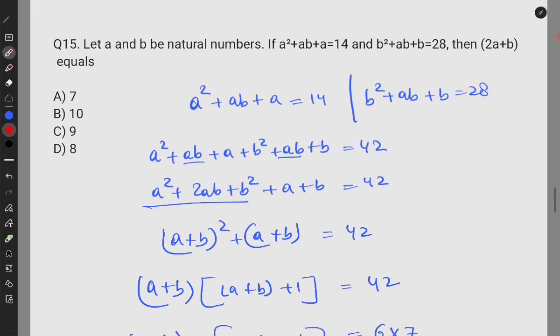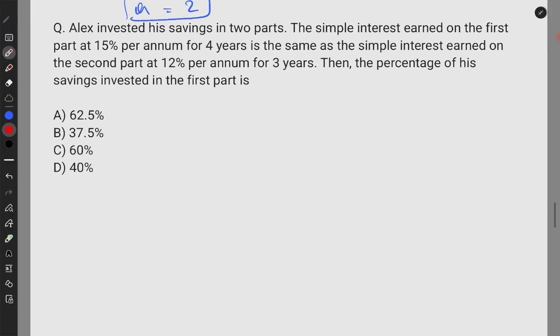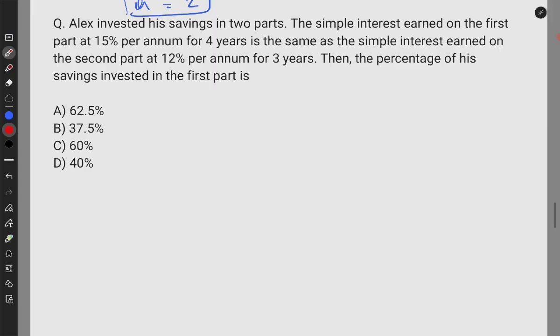Now let's see the next one. Alex invested his savings in two parts. The simple interest earned on the first part at 15% per annum for 4 years is the same as the simple interest earned on the second part at 12% per annum for 3 years. Find the percentage of his savings invested in the first part.